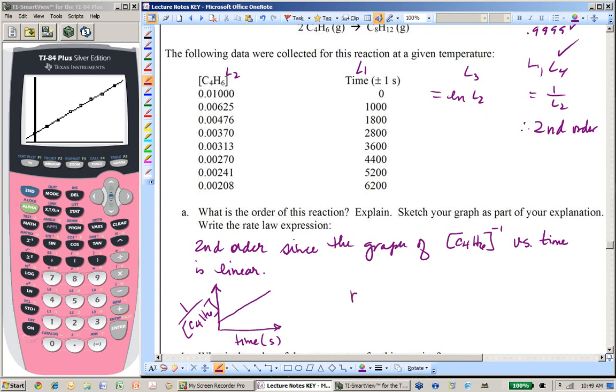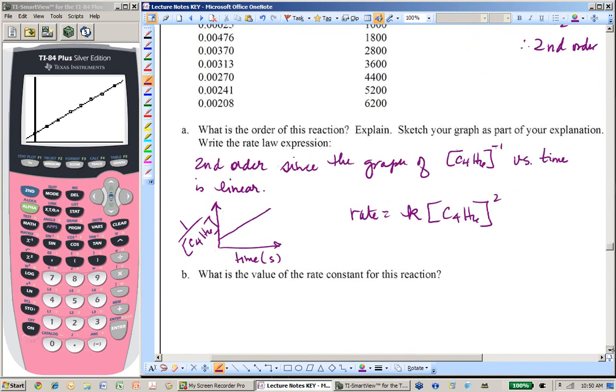Write the rate law expression. Rate equals K, concentration, C4H6, my only reactant. And what exponent do I put on it? 0, 1, or 2? If it was L1, L4, that's the highest exponent, which is 2. Then it agrees with second order anyway.